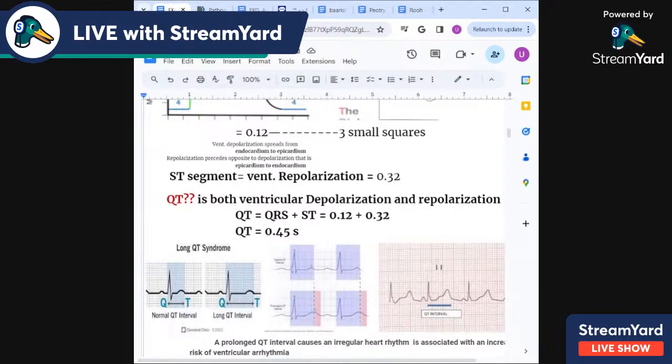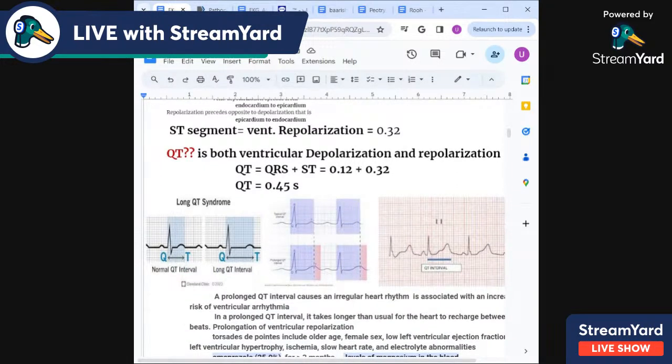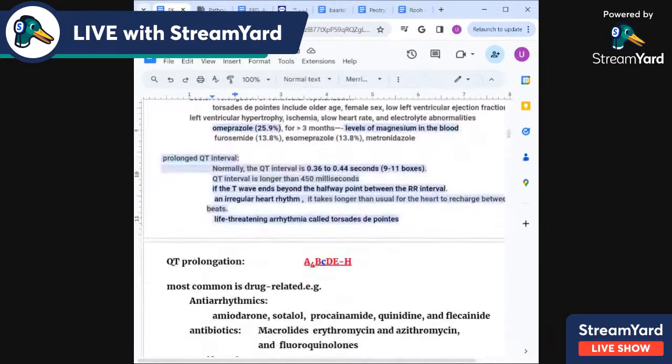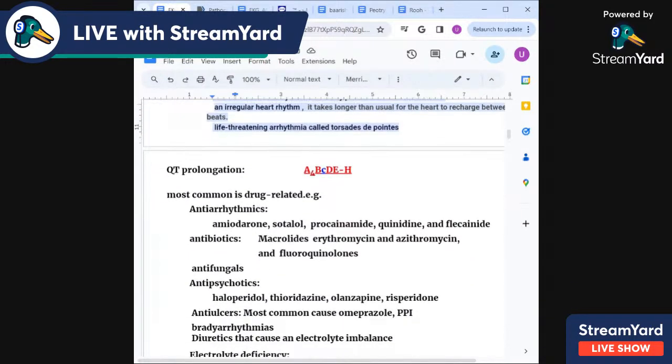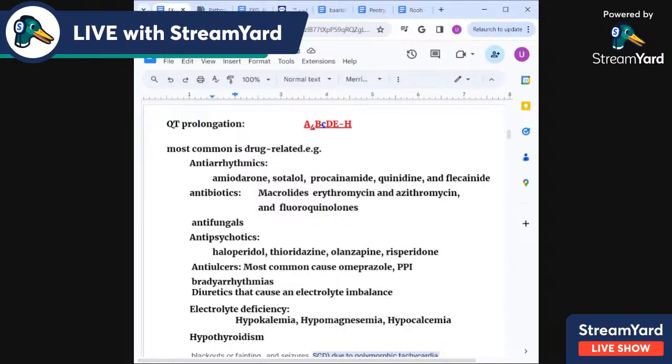And then the ST segment. I told you the QT is QRS plus ST, and that is 0.12 plus 0.32 ST segment duration. That makes the QT interval 0.45 seconds. The QT may be prolonged. It is prolonged in long QT syndrome and in torsades de pointes. The causes of QT prolongation, let me discuss briefly here.